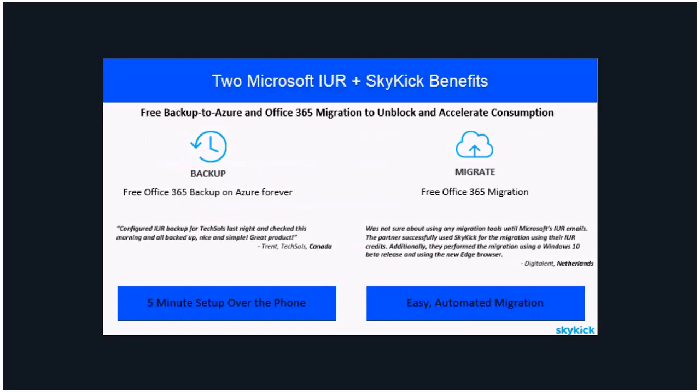And reiterating the 2 SkyKick offers that we have, which will be ending June 30th, 2016. You can use your Azure IUR to get free backup, or you can use Office 365 for easy automated migration.